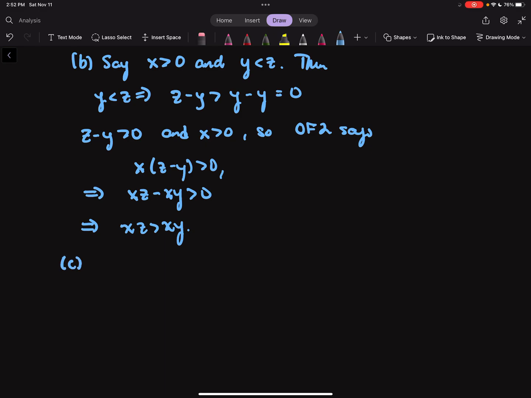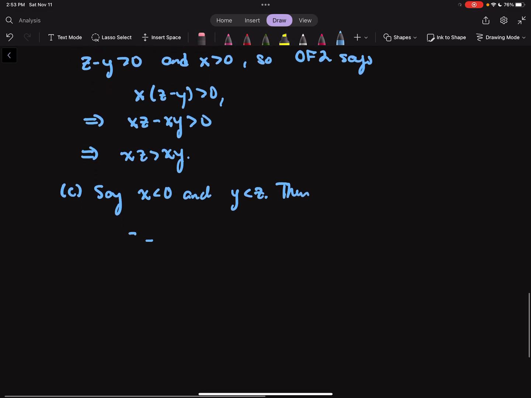Say x is smaller than 0, and still that y is less than z. Then what we can do is write this funny looking thing. And let's think about this. So this equals negative x times z minus y. Okay. But remember, x is smaller than 0, x is negative, so negative x is positive. And y is less than z, so z minus y is also positive. So this whole thing should be positive.